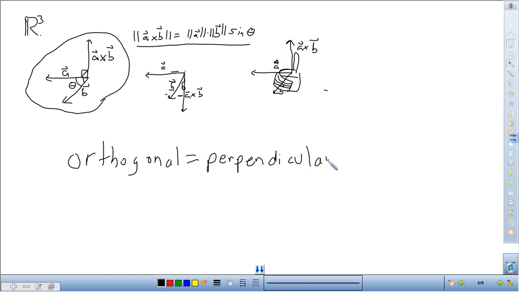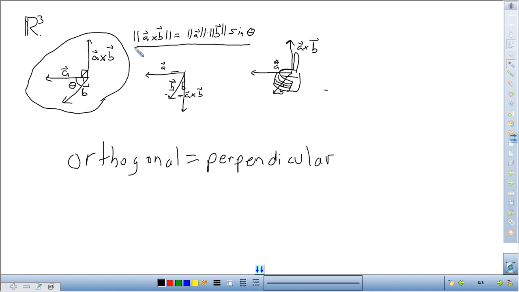I hope I'm spelling that right. Orthogonal is a more mathematician, smarty-pants way of saying perpendicular. So feel free to start peppering that into your normal conversation. So why in the world do we care about finding an orthogonal vector to two vectors?